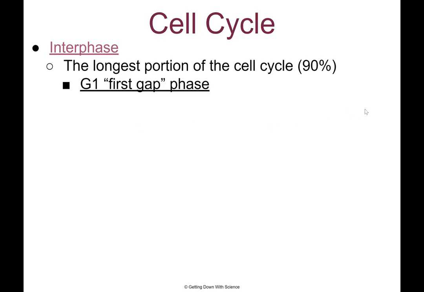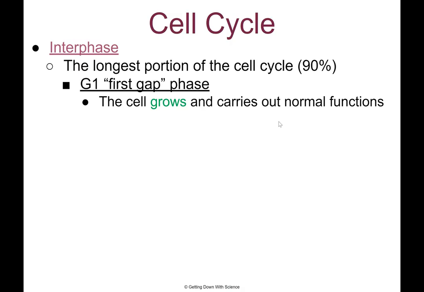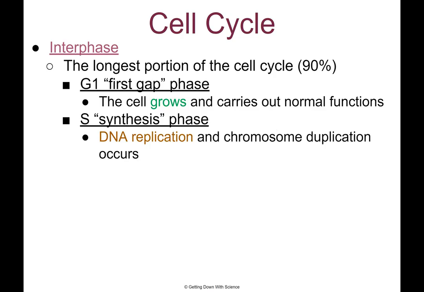G1 is known as the first gap phase, and the cell grows and carries out normal functions. I always think of this as growing from a baby up to just before you hit puberty. So you grow, develop. S phase is synthesis phase. This is where DNA will be replicated and chromosomes are going to be duplicated. This is puberty. This is that point where it's possible to divide to make a baby. But the reality is you're not actually really ready to do that. Just because you can doesn't mean you should.